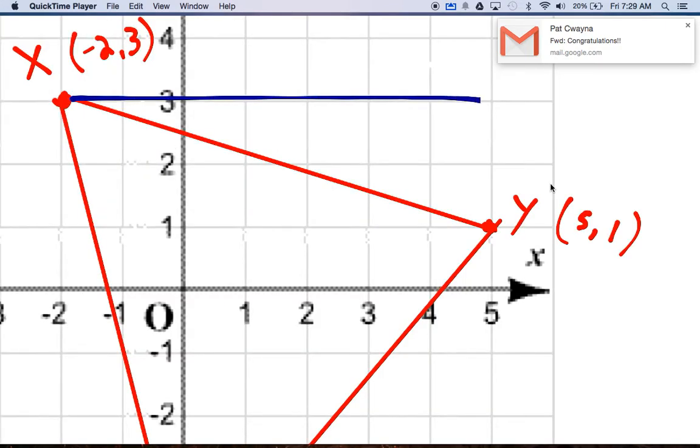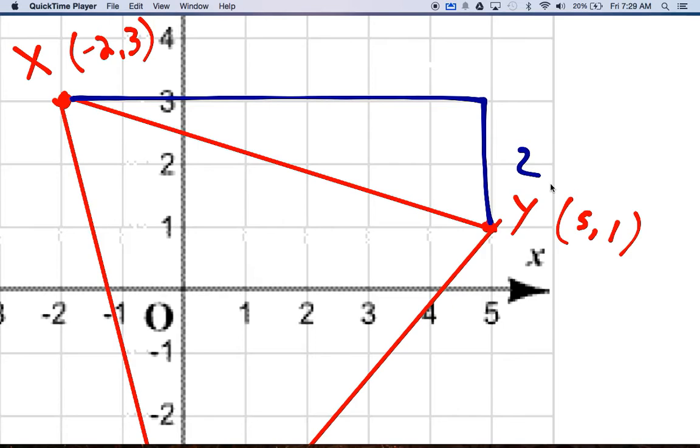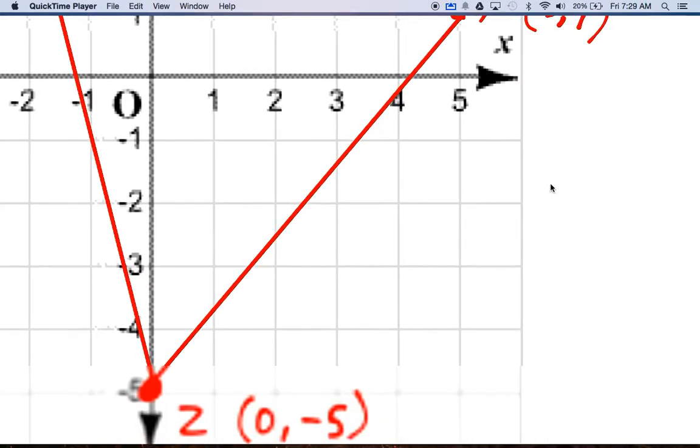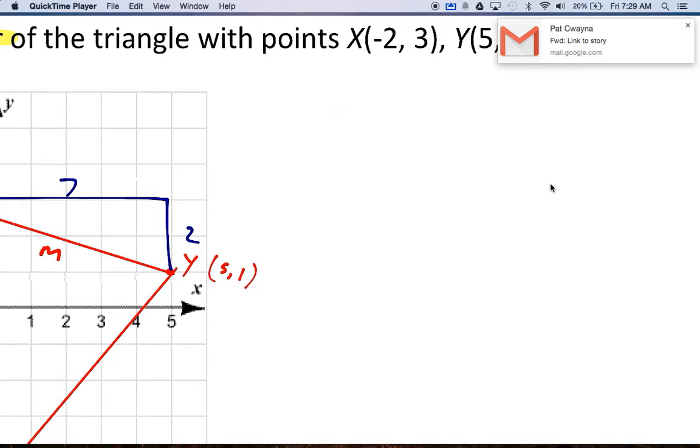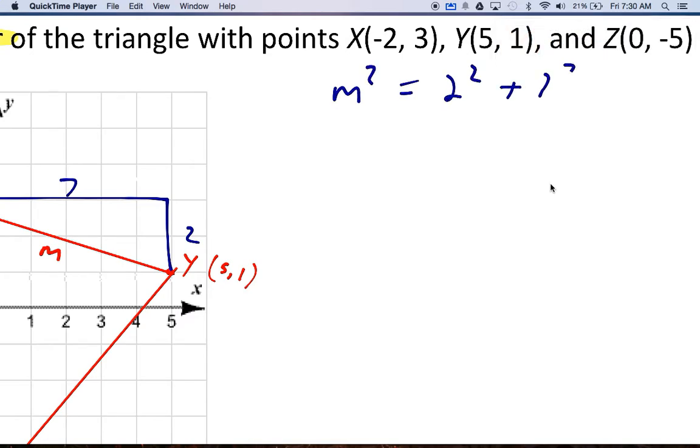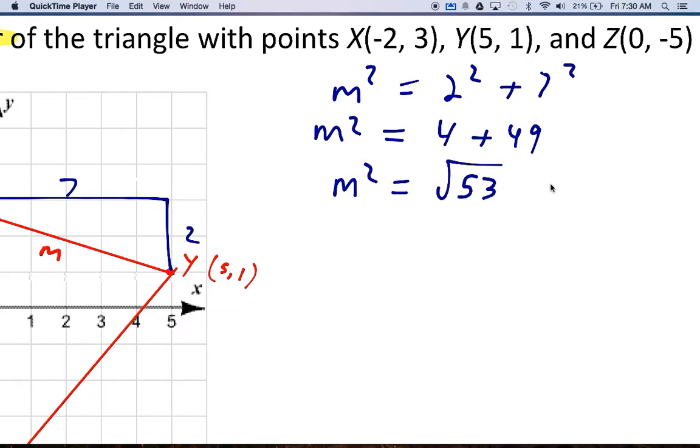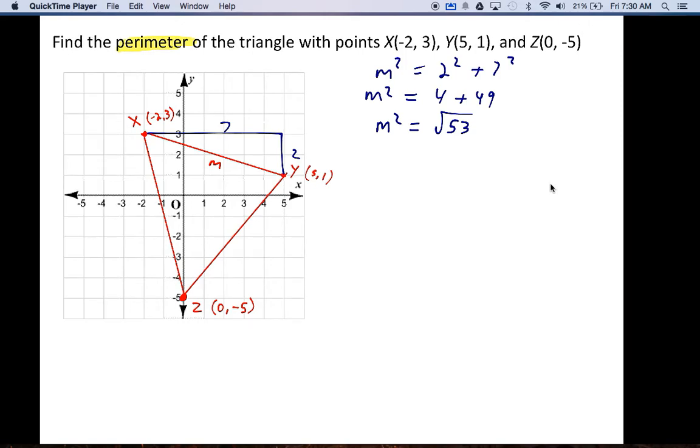So I can count over and down, see that this is 2, and this is 3, 4, 5, 6, 7. Let's call this first side length m. So I can say that m squared equals 2 squared plus 7 squared. I can go through and solve that, and I'd get 4 plus 49 equals m squared. So m squared equals 53, and m equals the square root of 53. I'm going to solve that in a little bit because I don't have my calculator with me.